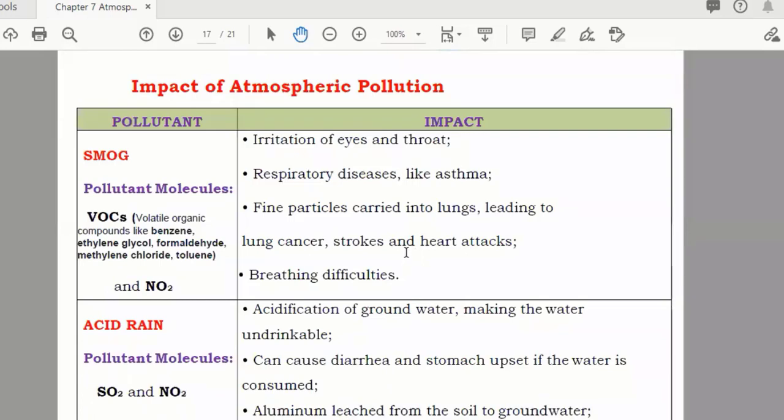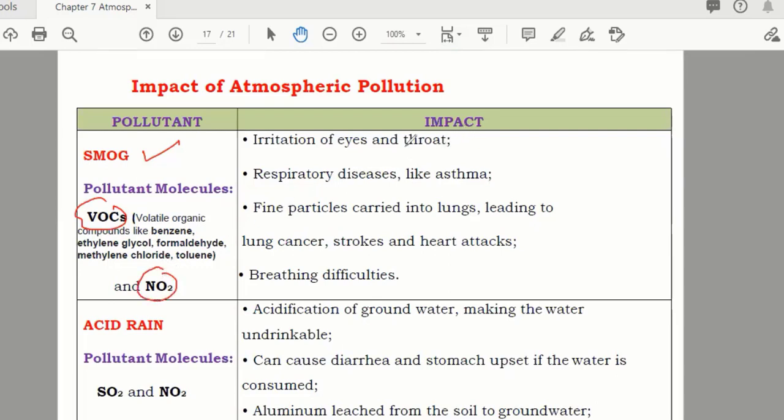Now, what are the impacts of atmospheric pollution? How does atmospheric pollution impact human life and the atmosphere of our earth? Now, number one, smoke. And smoke happens due to what? We said that it is due to VOCs, volatile organic compounds, and nitrogen oxides.